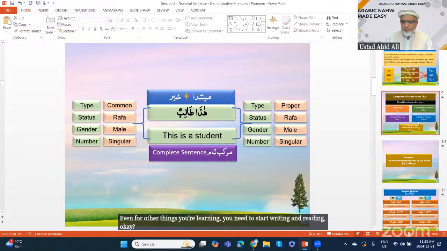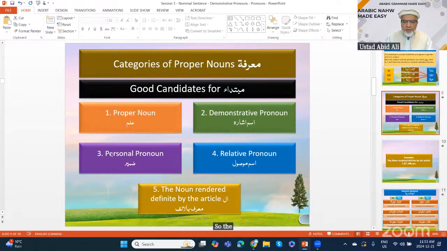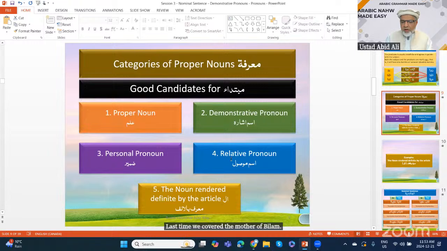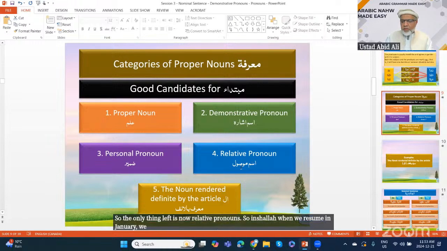Okay. So the other one I covered today was personal pronouns. Last time we covered the Mu'arraf bil Lam. So the only thing left now is relative pronouns. So inshallah, when we resume in January, we will talk about the examples with Ism Mawsul.